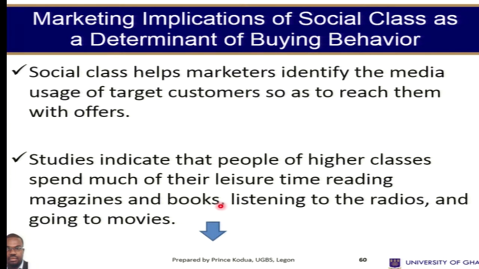Social class is also useful in terms of media usage, because people within a given social stratum tend to have similar media habits, and therefore will be useful in terms of targeting. Studies have indicated that people of higher classes tend to spend much of their leisure time reading magazines and books, listening to radios, going to movies, and what have you. They usually spend less time watching television. In contrast, people typically in the lower classes read more fiction books, general women's magazines, and general news stories, and spend much time in front of television. And therefore, this is useful information for segmentation and targeting, and of course, positioning as well.